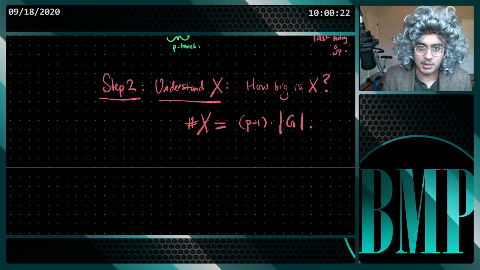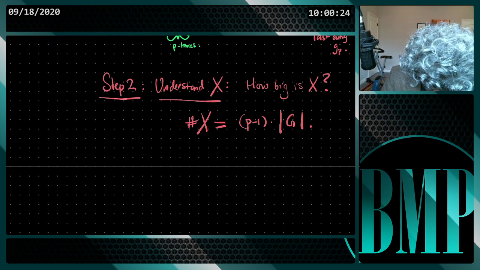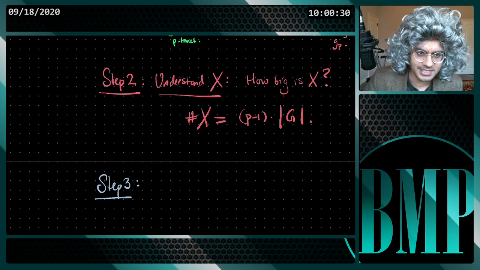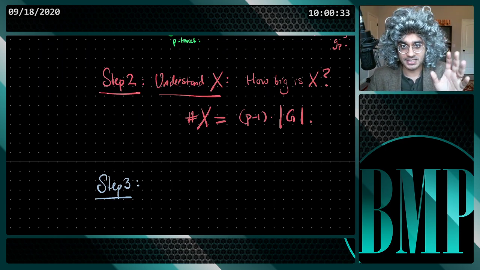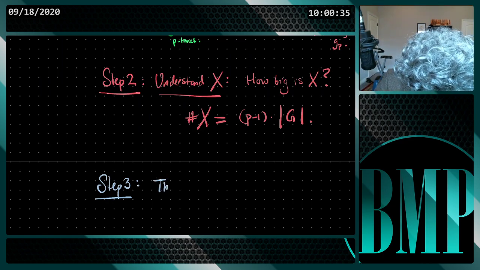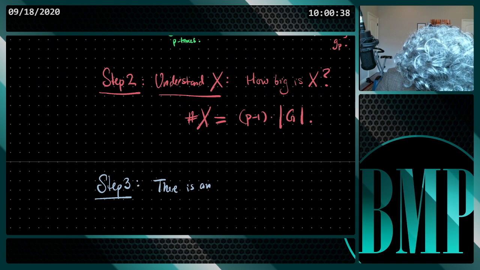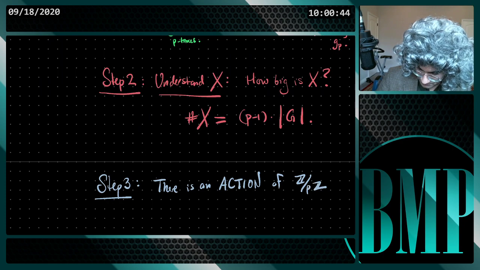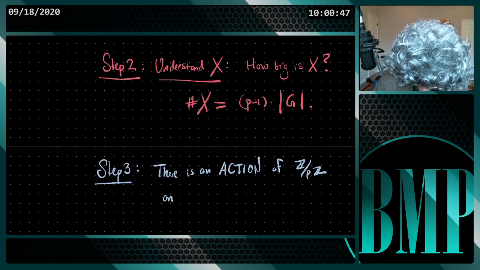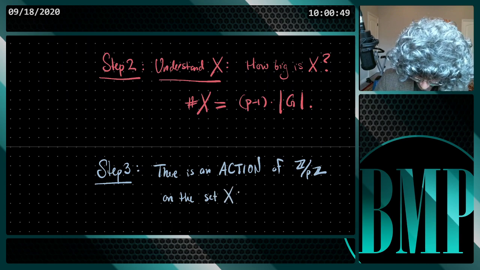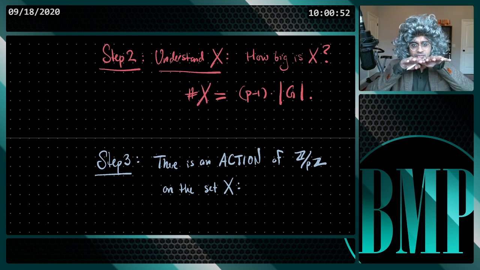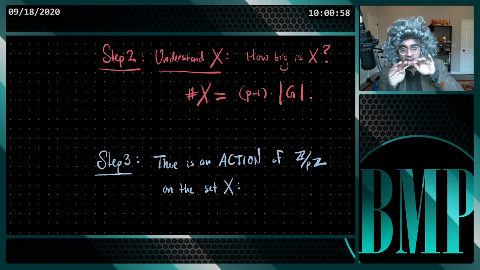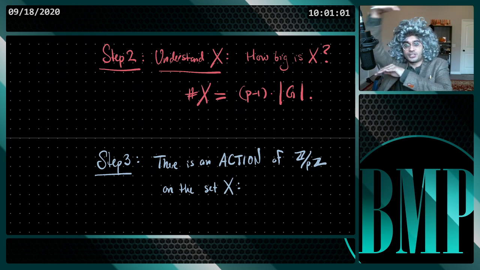Alright, step 3, come up with an action. Which group is going to act on this set X? Z mod pZ. There is an action of Z mod pZ on the set X. The name of this action is cyclic shift to the right. Musical chairs. Cyclic shift to the right. Last one goes to the front.